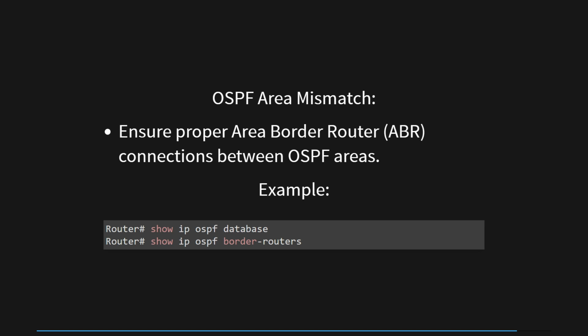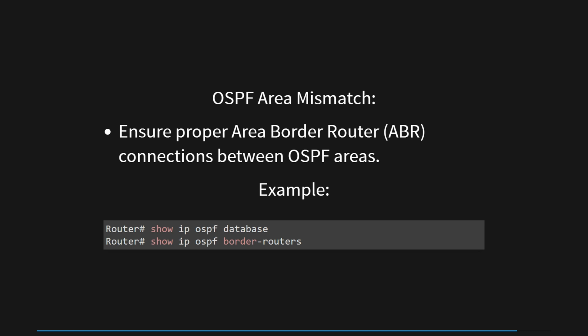By using commands such as show ip ospf database and show ip ospf border-routers on the router, network administrators can inspect the OSPF database and identify the ABRs responsible for connecting different areas. Verifying the presence and correct configuration of ABRs allows for the resolution of OSPF area mismatch issues, ensuring seamless exchange of routing information and efficient packet forwarding across the OSPF network.